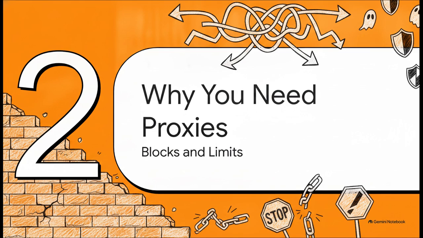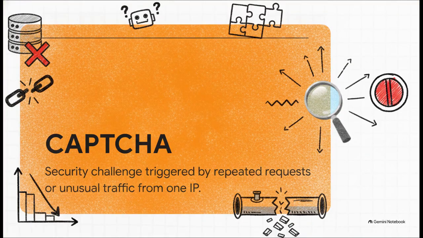Which brings us to Section 2, why you need proxies, the agitation of blocks and limits. Picture this. You've built your beautiful visual scraper. You hit run and you hit a brick wall. Websites are smart these days. They easily detect repeated requests coming from a single IP address. The second they spot unusual traffic, they're going to halt your extraction with a CAPTCHA. You know, those annoying security challenges designed to stop bots. And if it's not a CAPTCHA, they might just outright block your IP, throttle your requests, or feed you incomplete data. Without a workaround, your large-scale project is essentially dead in the water.